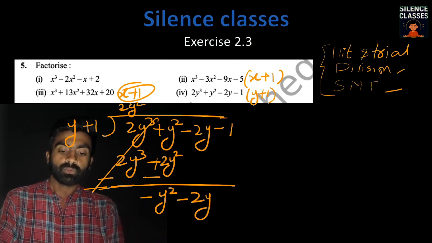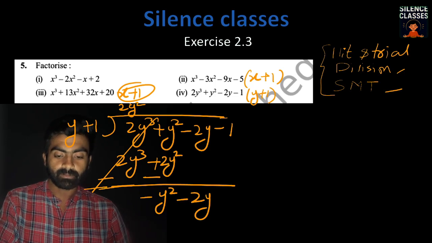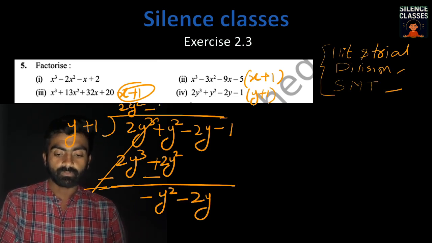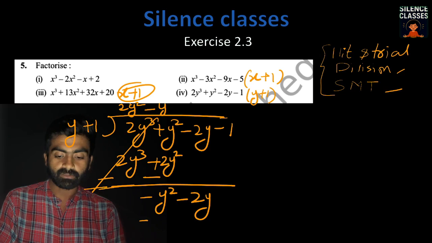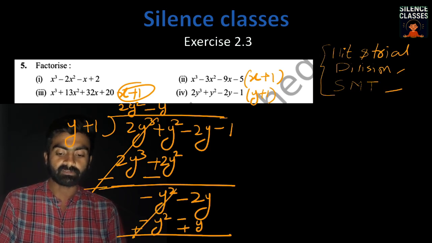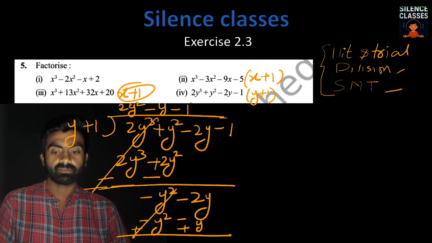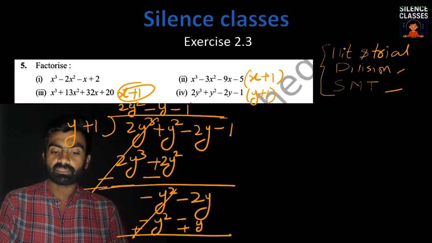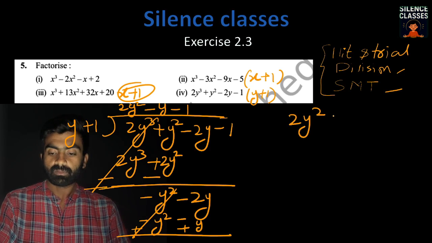Okay, so we can multiply it by minus y, so we will get minus y square minus y. We can change the sign, we can cancel it out, plus minus will become minus, so we will get y minus 1. Okay, so we can multiply it by minus 1, so we will get y minus 1, by changing the sign. Okay, so we will get the factor, that is 2y square minus y, sorry, minus 1.